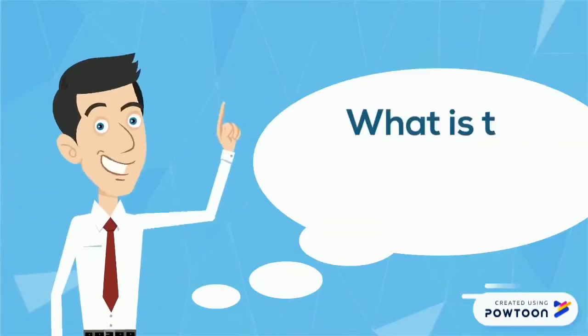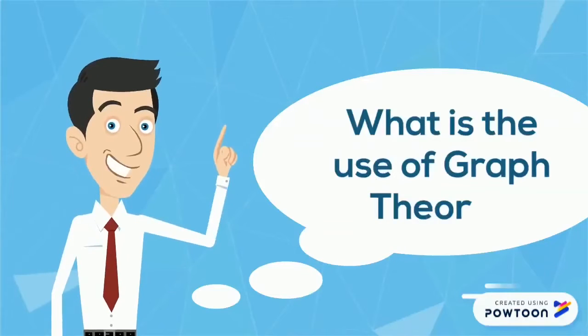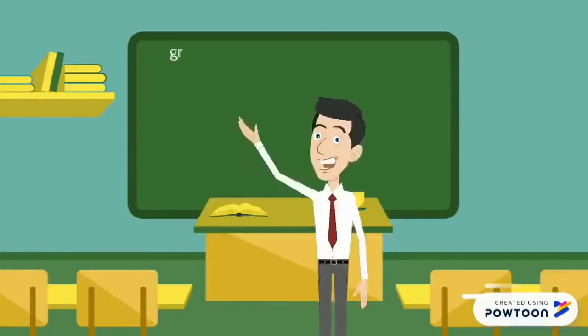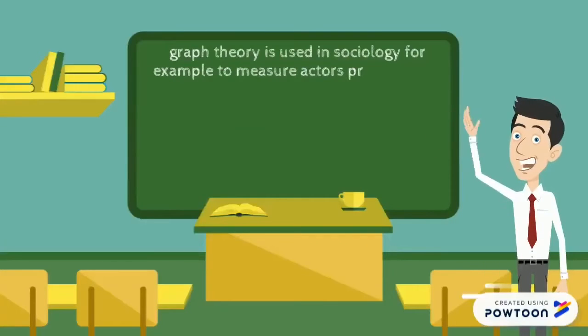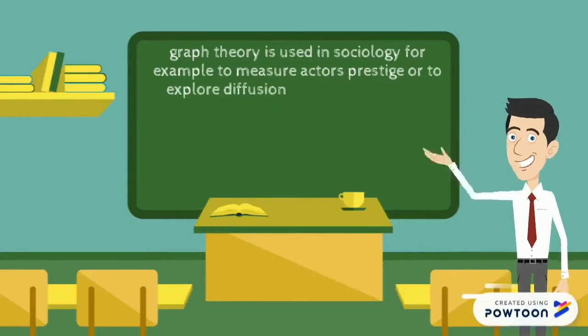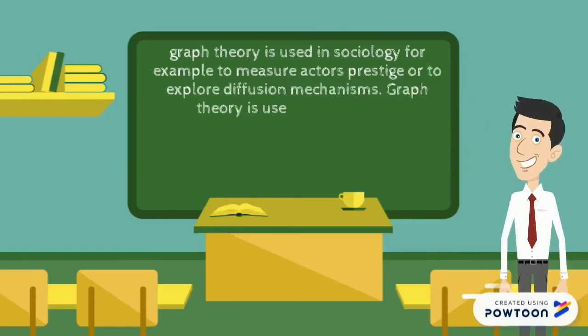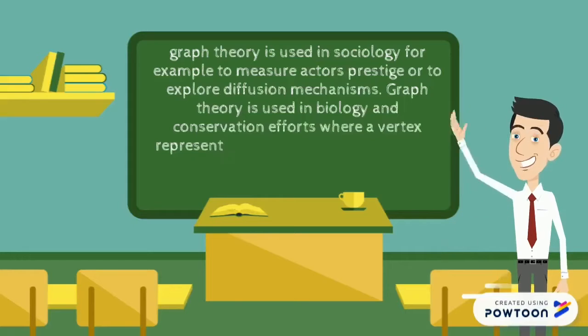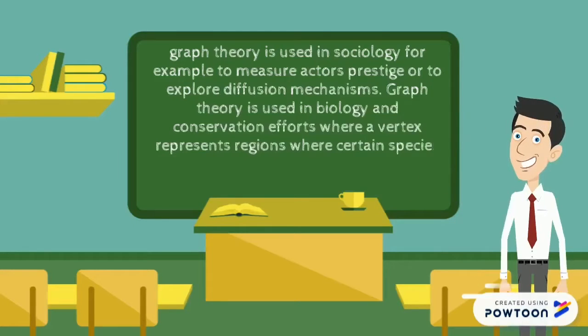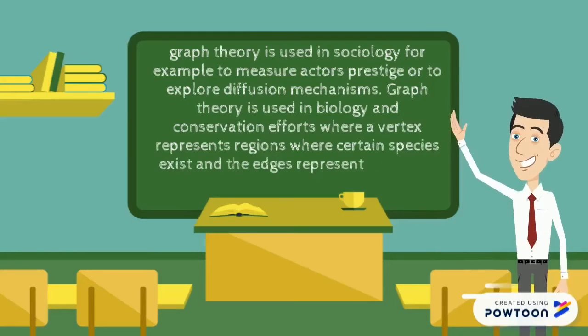What is the use of graph theory? Graph theory is used in sociology, for example, to measure actors' prestige or to explore diffusion mechanisms. Graph theory is used in biology and conservation efforts, where a vertex represents regions where certain species exist and the edges represent migration paths or movement between the regions.